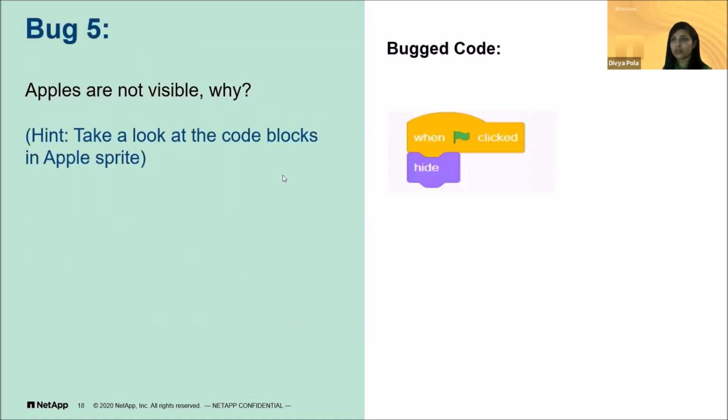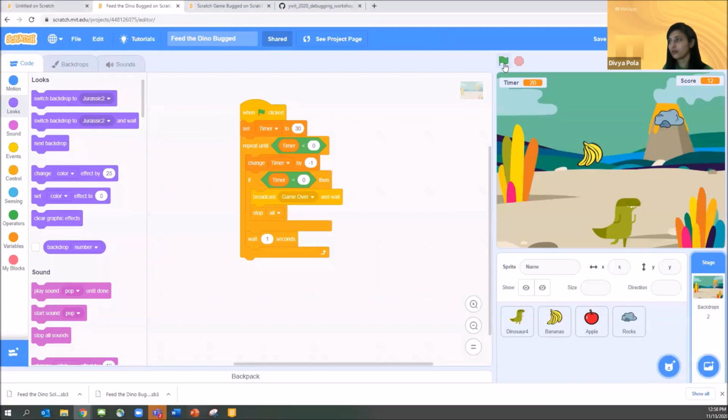Now let's look at the next code. What is our next bug? The apples are not visible, right? If you remember the rules of the game, the dino is fed with apples and bananas, and the score increases when it is fed these fruits. But in our bugged code, all that we see is a banana. We do not see the apple. So what happened to our apple? See, there is only banana here.